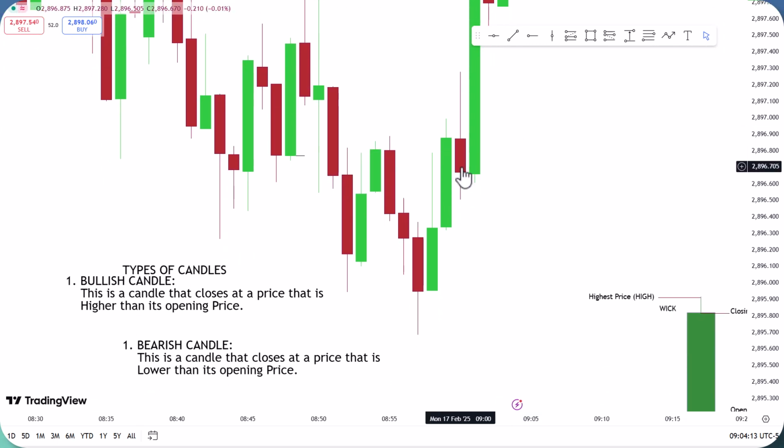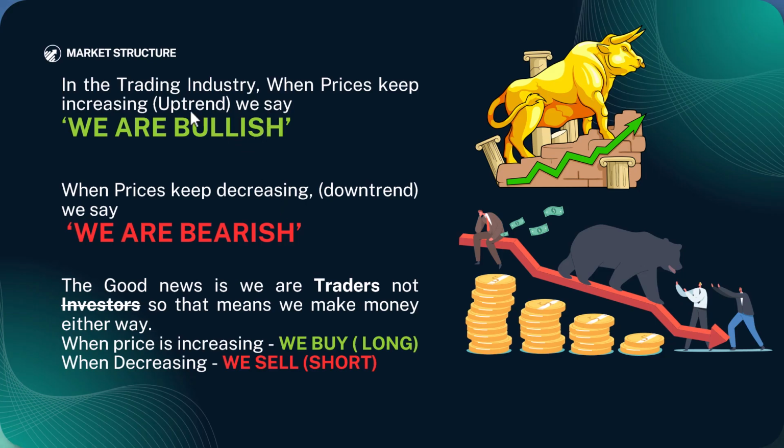Okay, so now we're going to be jumping into the segment on market structure. Now, for the sake of introduction, I want you guys to understand that in the trading industry, when prices keep increasing, that means we are in an uptrend, right? So prices are increasing, we are in an uptrend. So the terminology we use is that we are bullish.